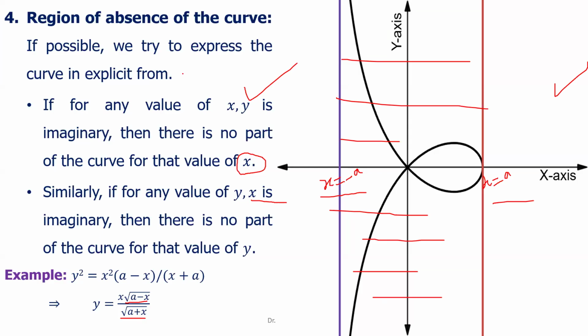So now if we follow all these four points, then we are easily able to trace any Cartesian curve. Thank you.